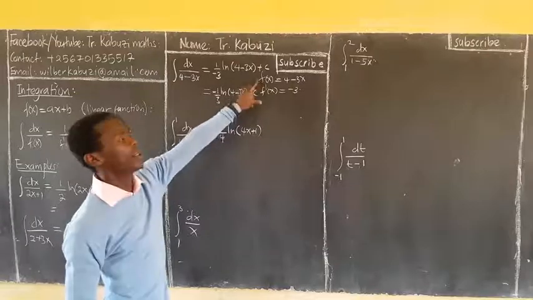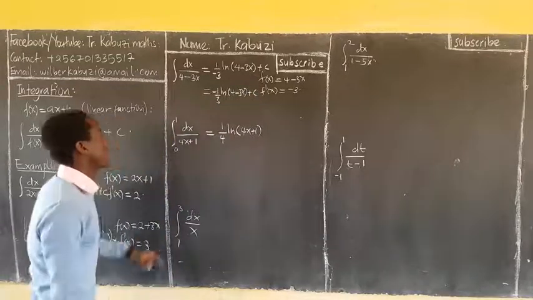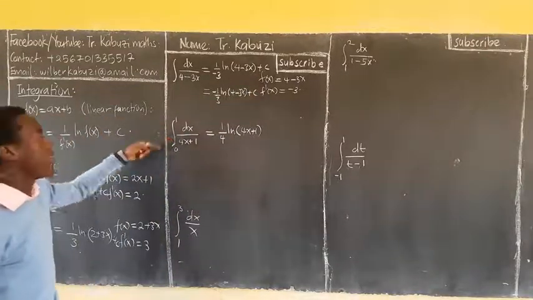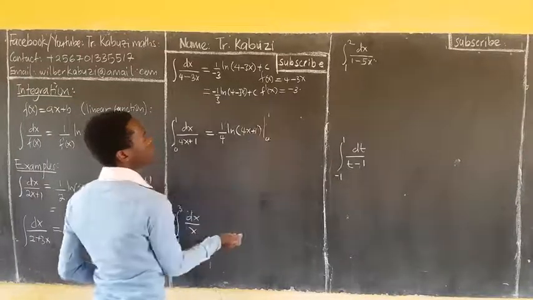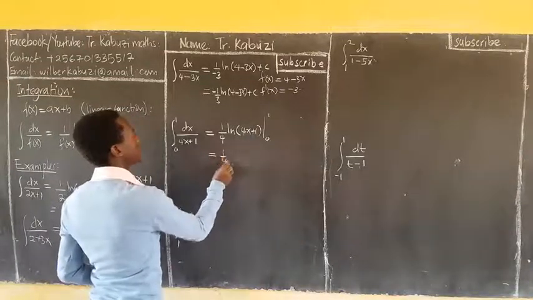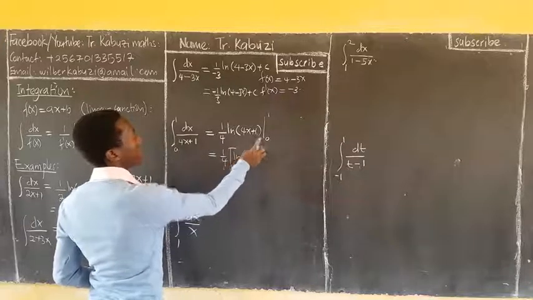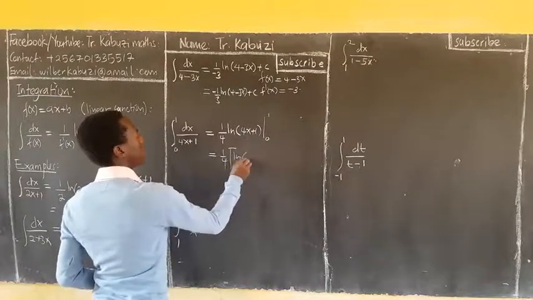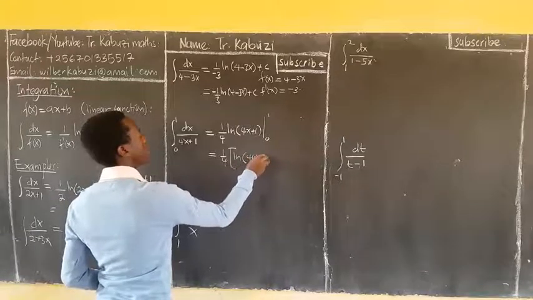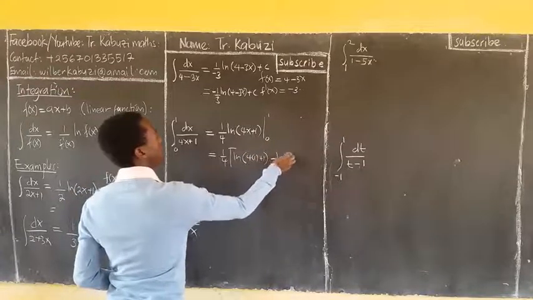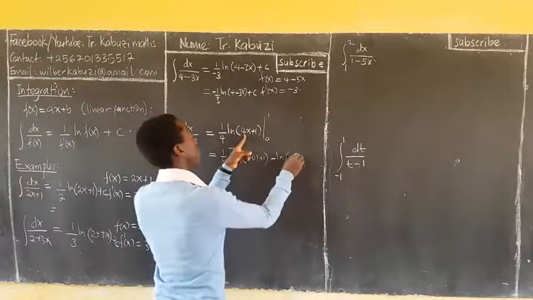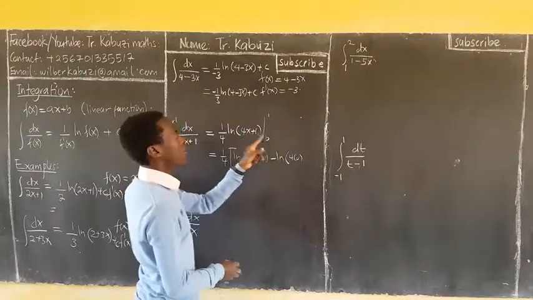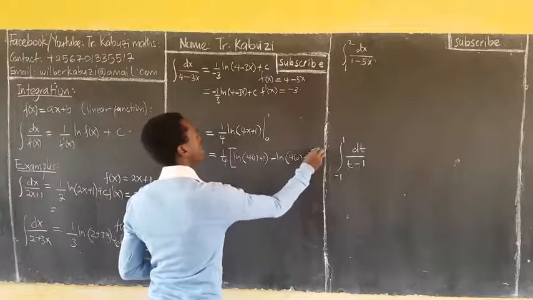Or if this is hard, you go through this process. But this one is a definite integral because it has limits, so we are evaluating it from 0 to 1, which will be now a quarter into natural log. Where there is x, we put 1, so 4 into 1 plus 1. Then minus natural log. Now we substitute the lower limit, which will be 4 into 0 plus 1.